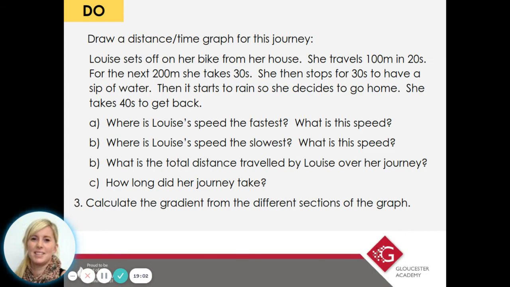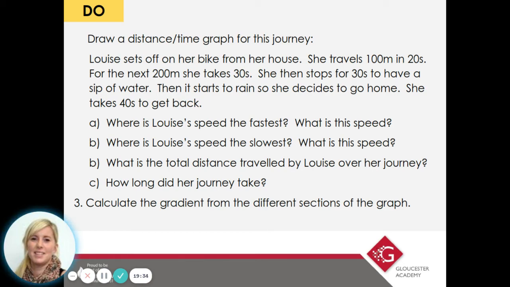So travelling home, when it says then it starts to rain, so she decides to go home, she takes 40 seconds to get back. The answer would be 7.5 metres per second because she comes home 300 metres in 40 seconds, which answers as 7.5 metres per second. But actually looking at that first section, she travels 100 metres in 20 seconds. It's actually faster there because she's going at 5 metres per second.